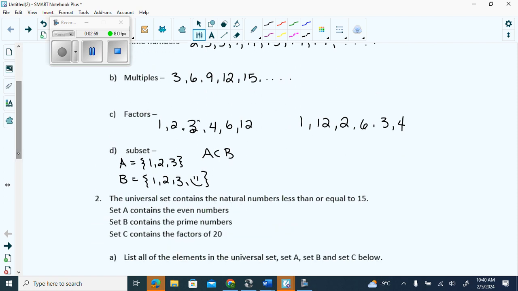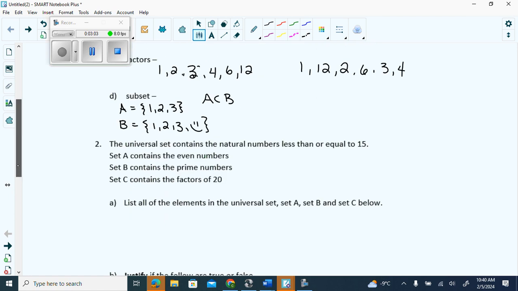Okay, we have the universal set contains the natural numbers less than or equal to 15. That's the key thing. That's the universal set. That's the set that I can only pull numbers from. So it's like if I took all these numbers and I threw them in a hat, the natural numbers 1 to 15, that would be my universal set. So I would have 1, 2, because natural numbers start at 1, the ones you naturally start counting. 1, 2, 3, 4, 5, 6, 7, 8, 9, 10, 11, 12. Do I include 15? Why?